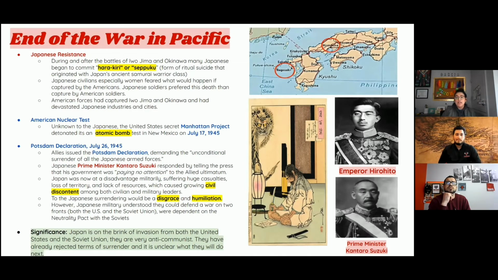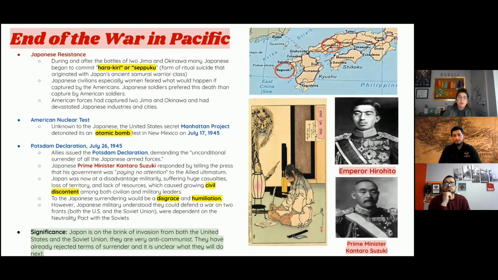We also have the introduction of a new idea, which is the American nuclear tests. Unknown to the Japanese, the United States had a secret Manhattan Project, and they had detonated an atomic bomb test in New Mexico in the United States on July 17th of 1945. In the Potsdam Declaration of July 26 of 1945, the Allies were demanding the unconditional surrender of all of the Japanese armed forces.